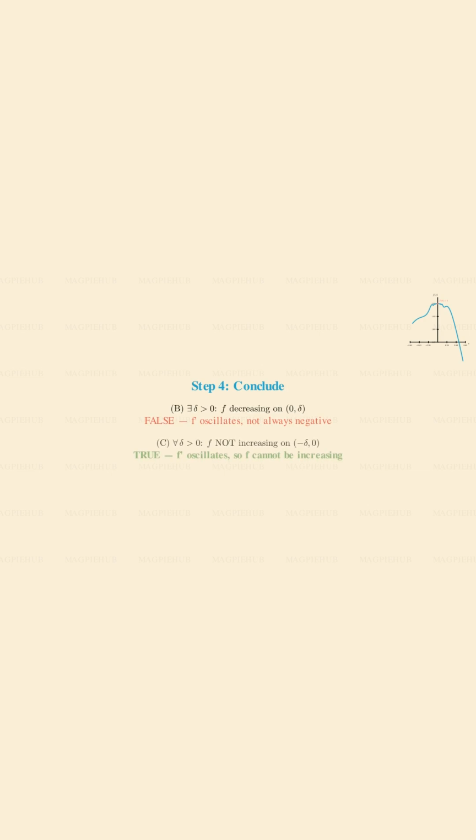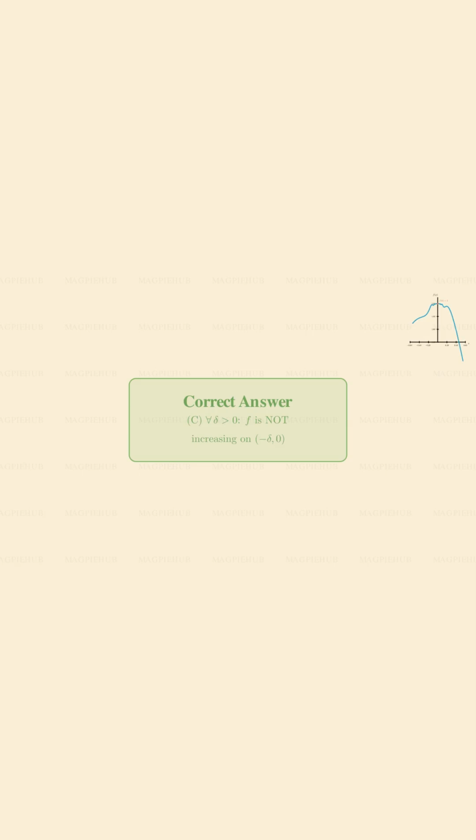This is precisely what option C states. For any positive delta, f is not increasing on the interval negative delta to 0. Therefore option C is true. The correct answer is option C.